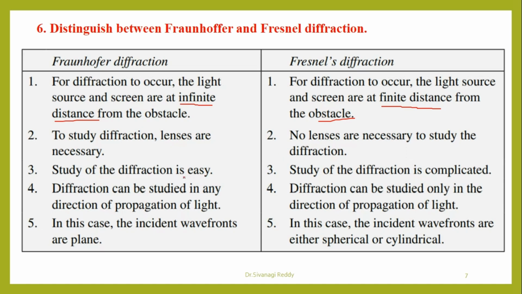Study of Fraunhofer diffraction is easy. Study of Fresnel diffraction is complicated. Fraunhofer diffraction can be studied in any direction of propagation of the light. Fresnel diffraction can be studied only in the direction of propagation of the light. In Fraunhofer, the incident wavefronts are plane, so here plane wavefronts, and in Fresnel, the incident wavefronts are either spherical or cylindrical.